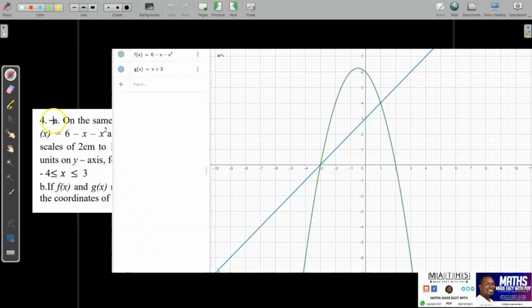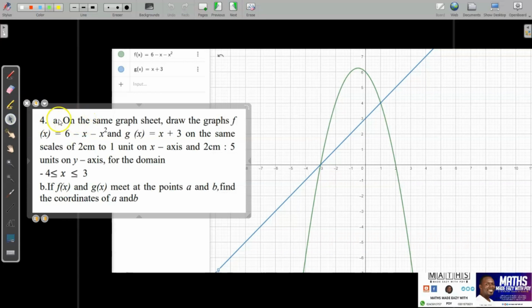So this is one of the questions. On the same graph sheet, draw the graphs of f of x equal to 6 minus x minus x squared, and g of x equal to x plus 3, on the same axis, with scales of 2 centimeters to 1 unit on the x-axis, and 2 centimeters to 5 units on the y-axis. Ideally, I use software to draw the graph. The name of the software is GeoGebra. Maybe as the lesson goes on, I'll be using it, so you definitely observe whatever is going on.